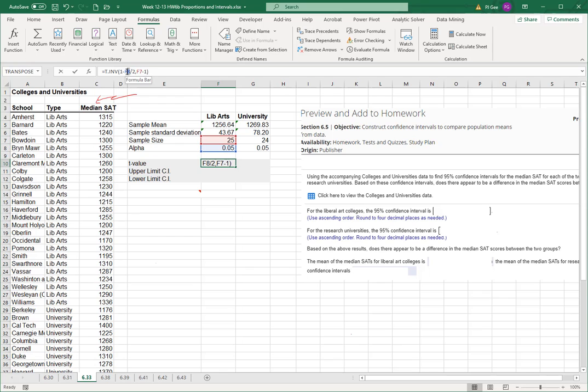so let me lock this down. Okay, so then I can just drag it over here. Get our t-value. It's a little bit different. Okay, good. It's not much different. All right.